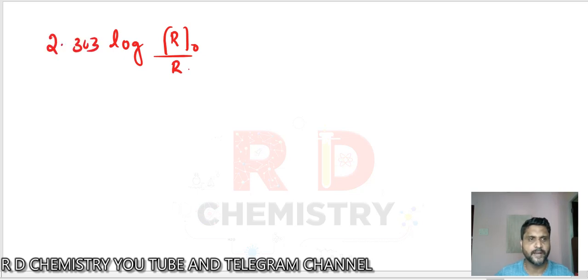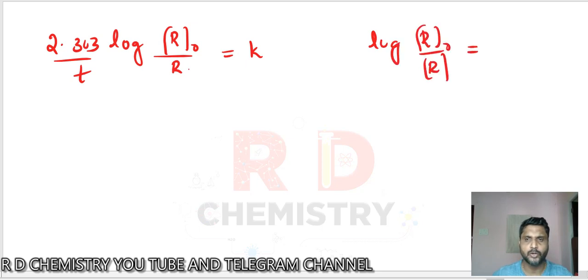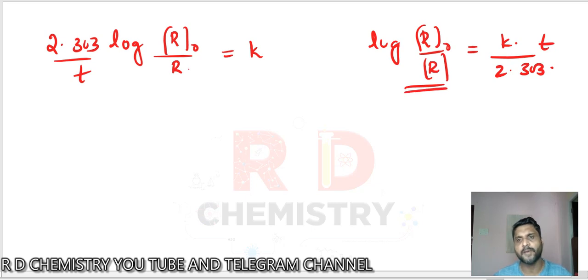Now, continuation of this first order integrated equation, we can also write log r naught divided by r. So if I go for the actual one, 2.303 divided by t log r naught by r is equal to constant k, correct? So log r naught divided by r is equal to k into t divided by 2.303. So this is a variable. If r is variable, log r naught by r is also variable.